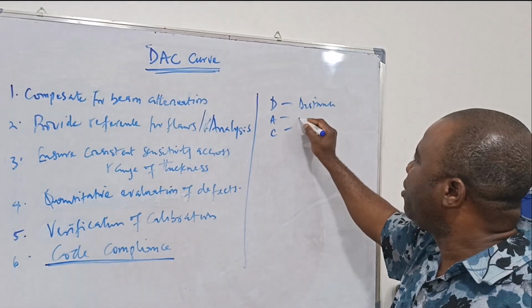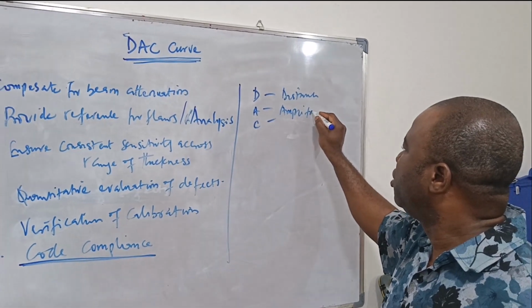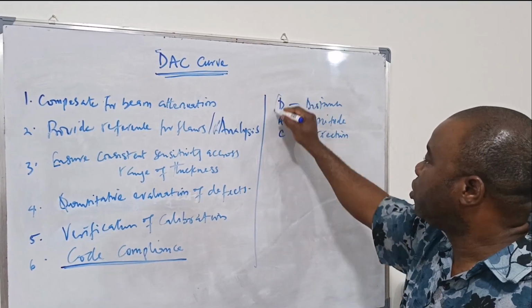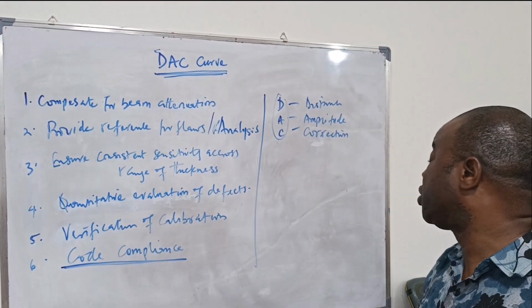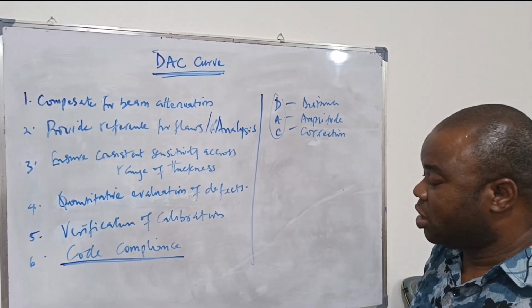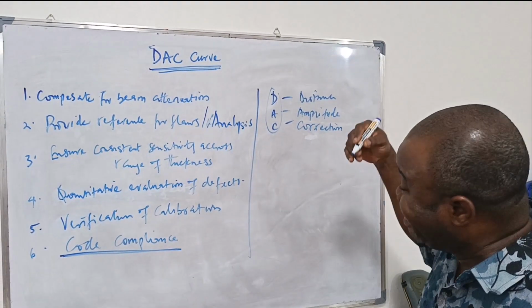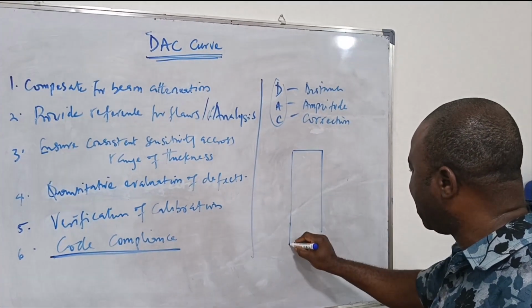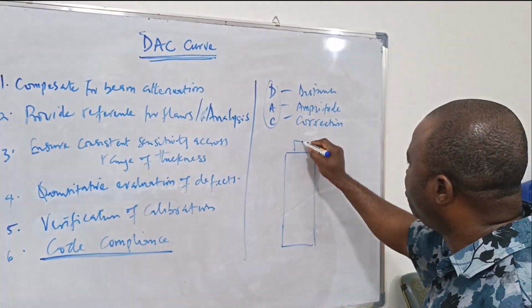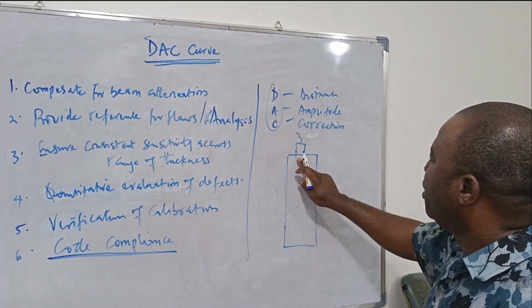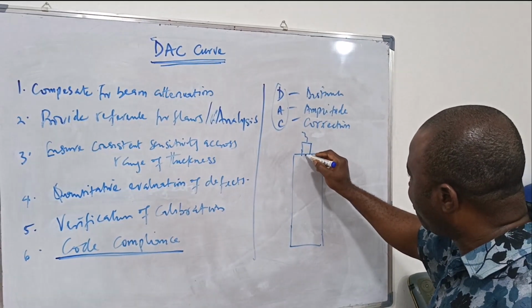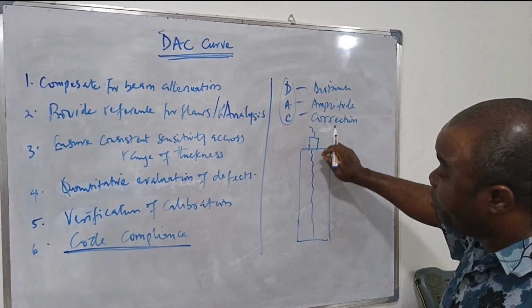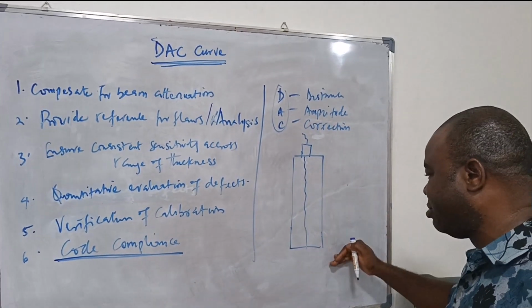Distance Amplitude Correction. So your DAC curve now becomes your Distance Amplitude Correction curve. What does this mean? We know that in theory, if I have, say, a thick material and I put a probe there, we know that as the ultrasound goes into this material, the intensity will be reducing as it progresses down.